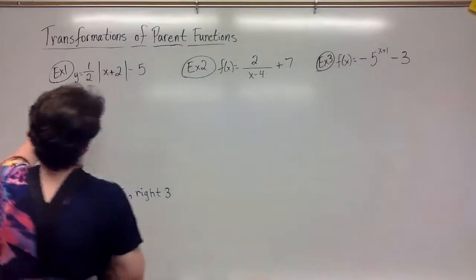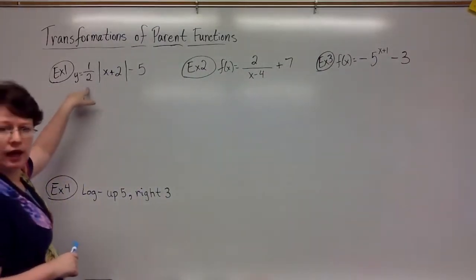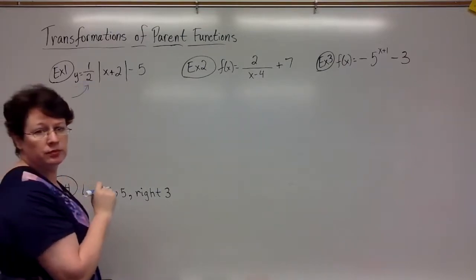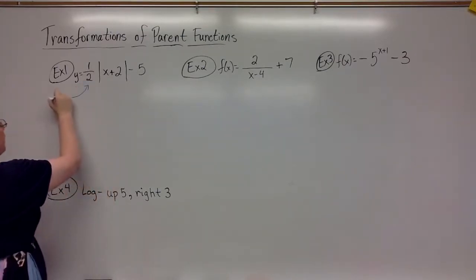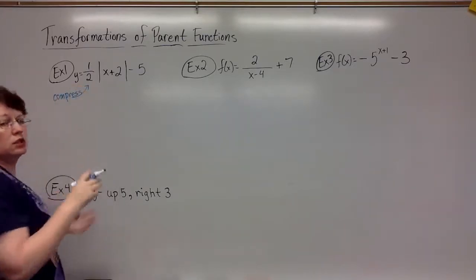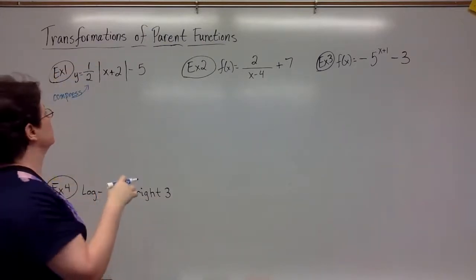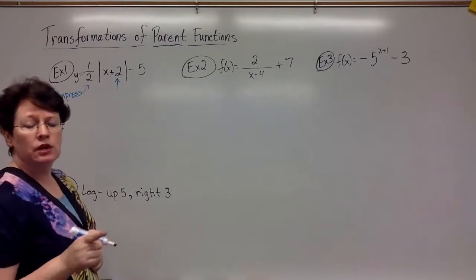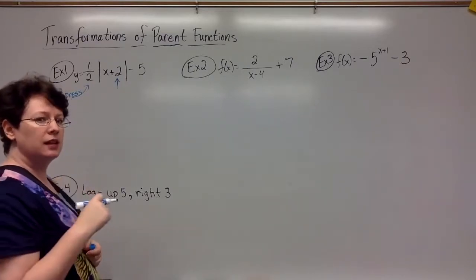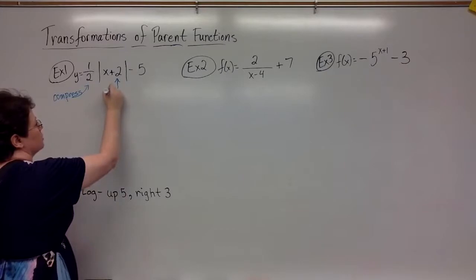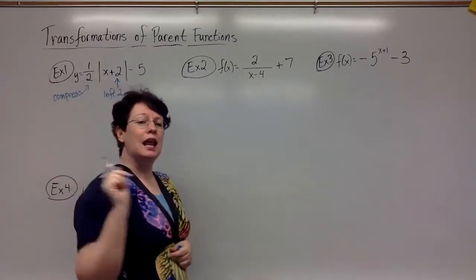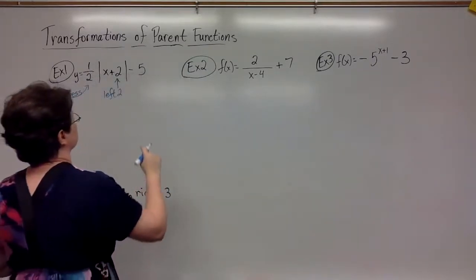So I notice on example 1, I have a 1/2 in front. What is that 1/2 going to do? Right. That 1/2 is going to compress or make my function wider. So it's going to flatten it a little bit. Then I have a 2 on the inside. It's a positive 2. So what is the positive 2 on the inside going to do? That is correct. It's the spy that lies. So it's going to move us to the left 2 instead of to the right 2.